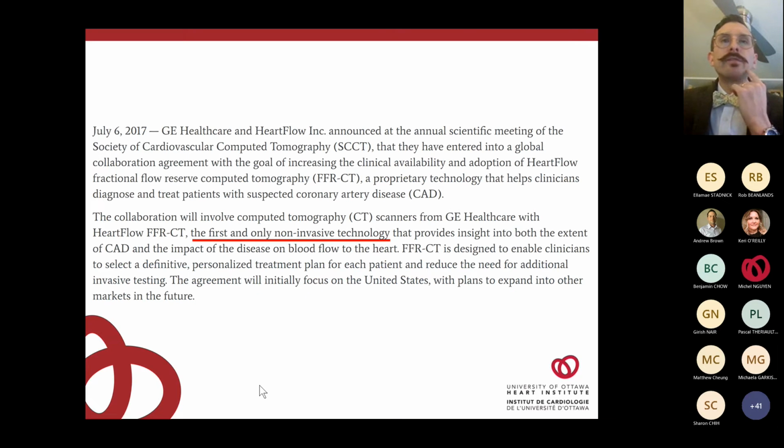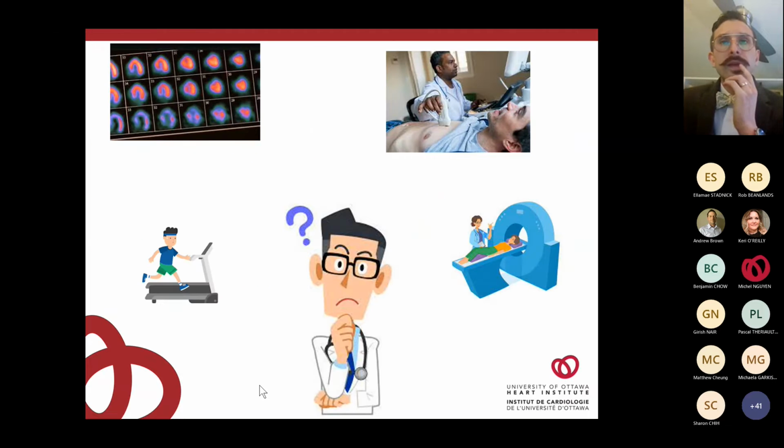There's also the issue of availability. Currently, only one company provides FFRCT, and it's not actually reimbursed by the Canadian healthcare payers. Myocardial perfusion imaging is dramatically more available and is much more familiar in Canada and the US.